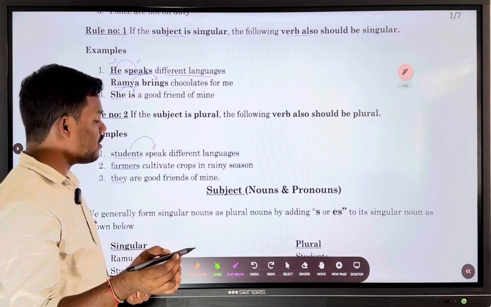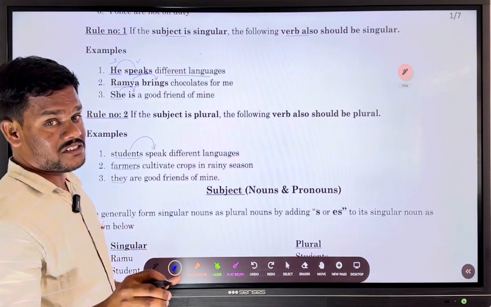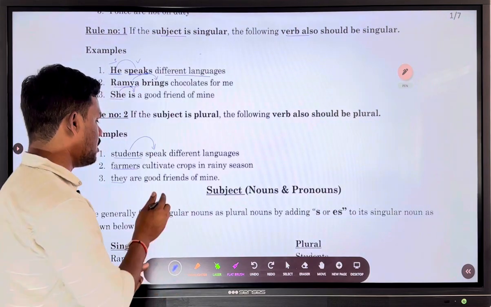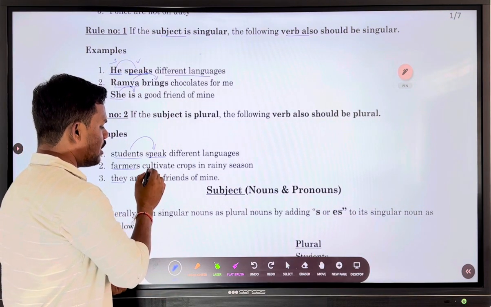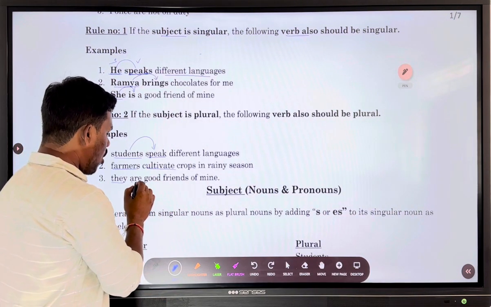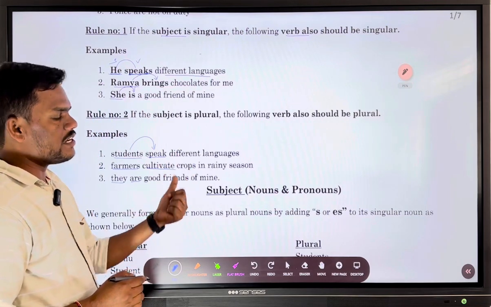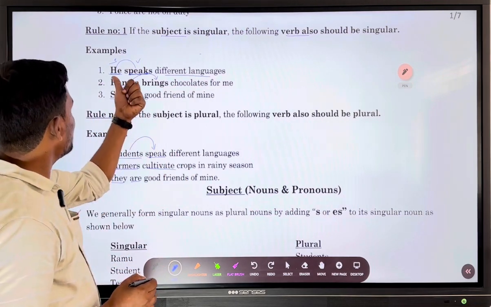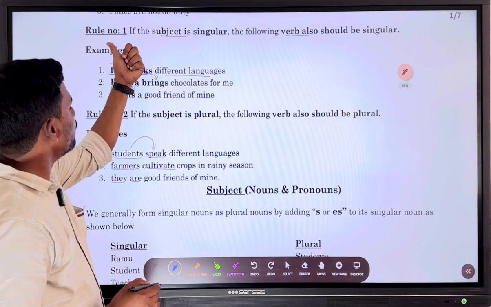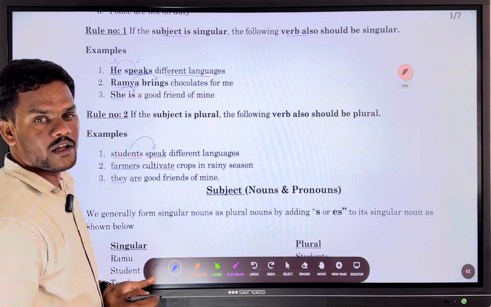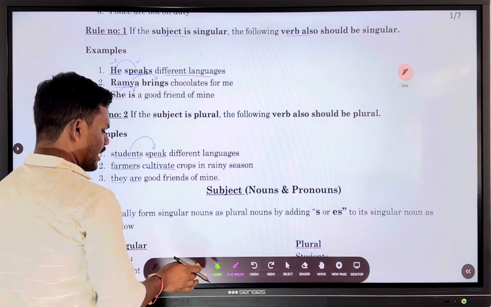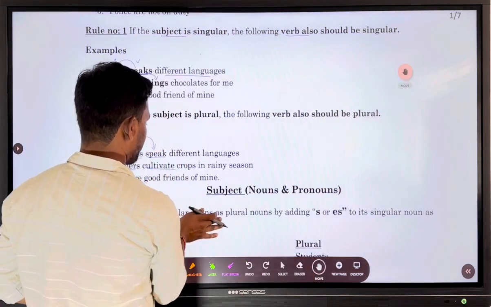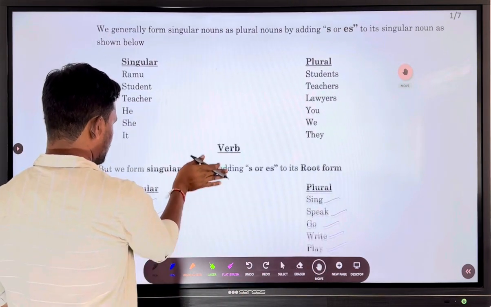I already told you that the verbs which are not added by s or es are called plural verbs. So that is why we are taking speak as plural, cultivate as plural, and are is also plural. That is why the sentences are correct. So that is the basic first rules, rule number 1 and rule number 2. And let us go to the next one. A third rule.